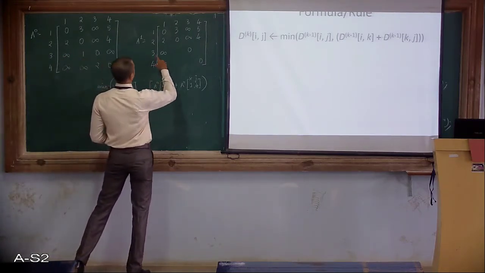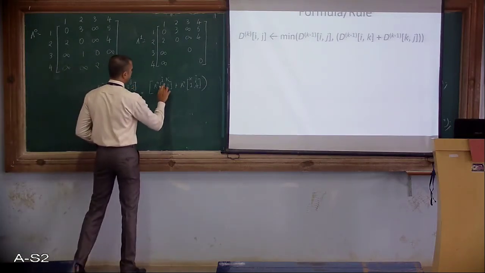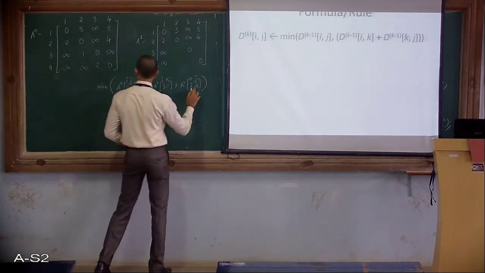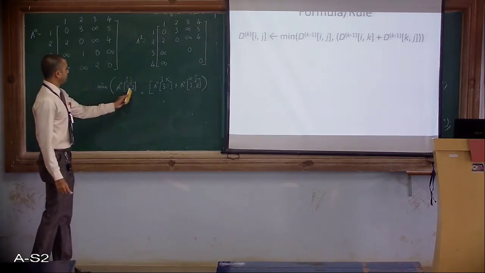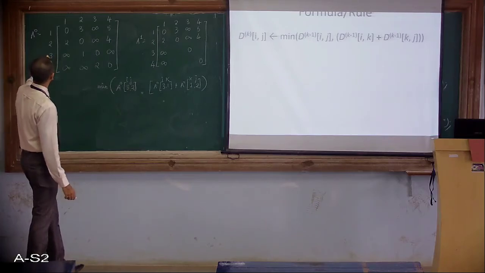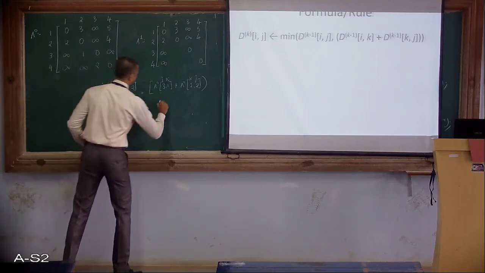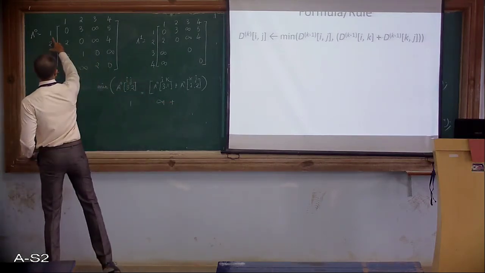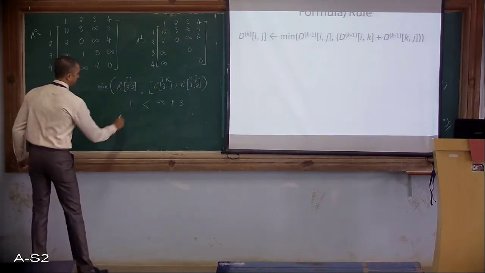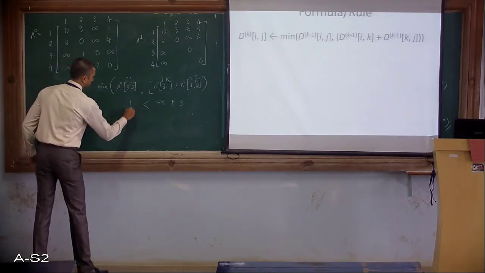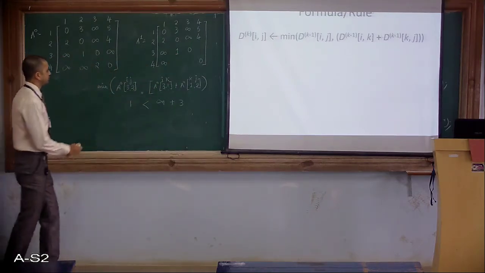Which one is left? 3 to 2. The intermediate vertex is 1, so it will be 3 to 1 and 1 to 2. What is 3 to 2? In A0, 3 to 2 is 1. 3 to 1 is infinity plus 1 to 2, which is 3. Obviously 1 is less than infinity plus 3, so 1 is lesser. I'm going to write 1 here.